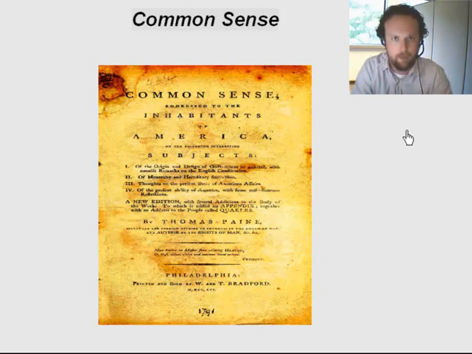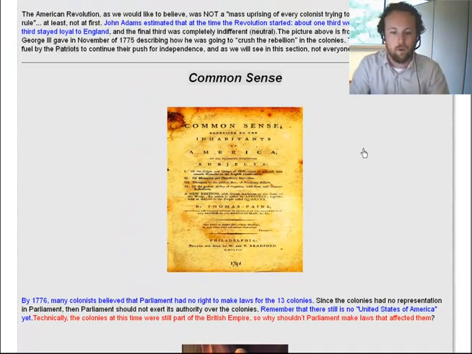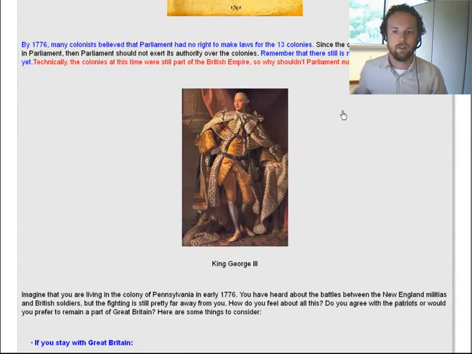Now remember, there's still no United States of America yet at this point. Technically, the colonies at this time were still part of the British Empire. So when King George said he was going to crush the rebellion, that's really what he was going to do. This was looked at as a rebellion by the colonists, a rebellion by a chunk of the British Empire. So if the colonies were still technically part of the British Empire, then why shouldn't Parliament make laws that affected them?